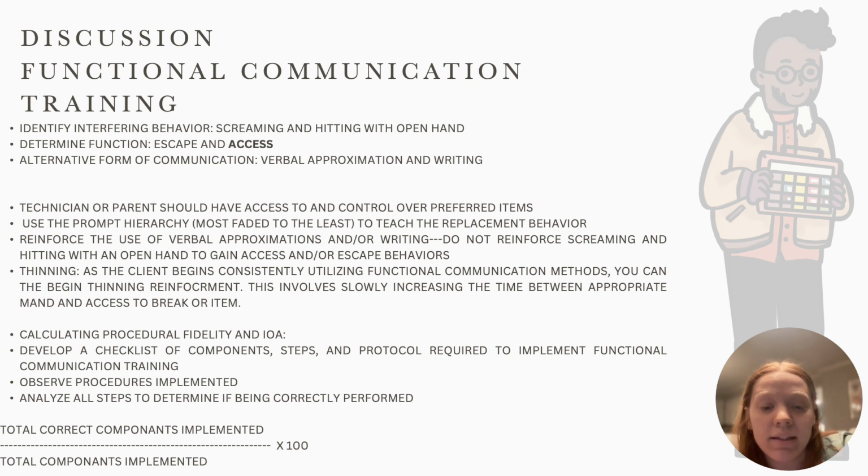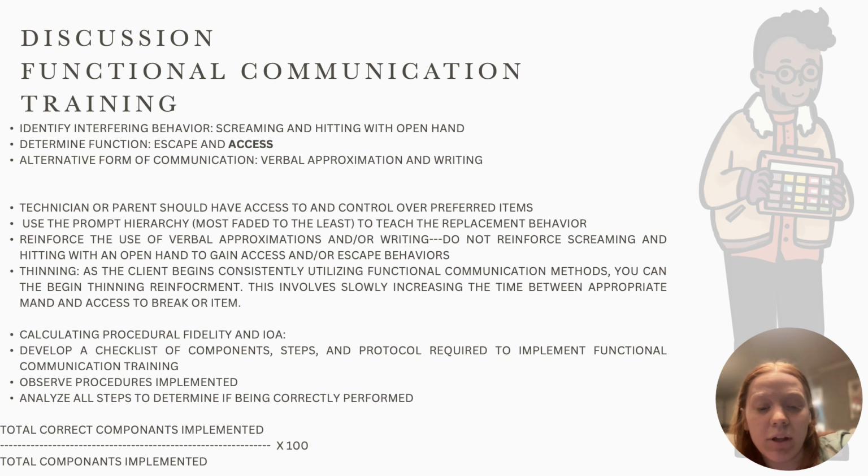When the client begins consistently utilizing functional communication methods, we can begin thinning the reinforcement, which involves slowly increasing the time between an appropriate command, whether that be a verbal approximation or writing, and access to a break or the item of choice. We then need to calculate procedural fidelity and IOA.